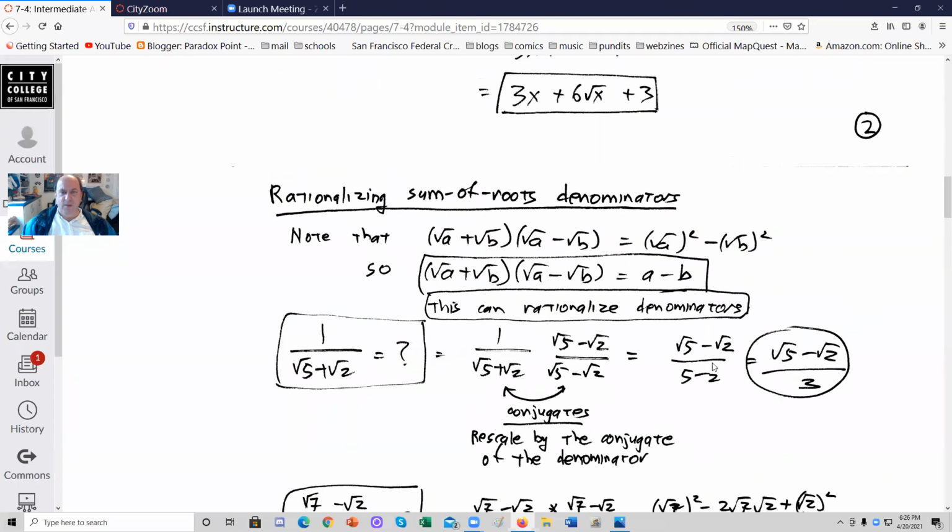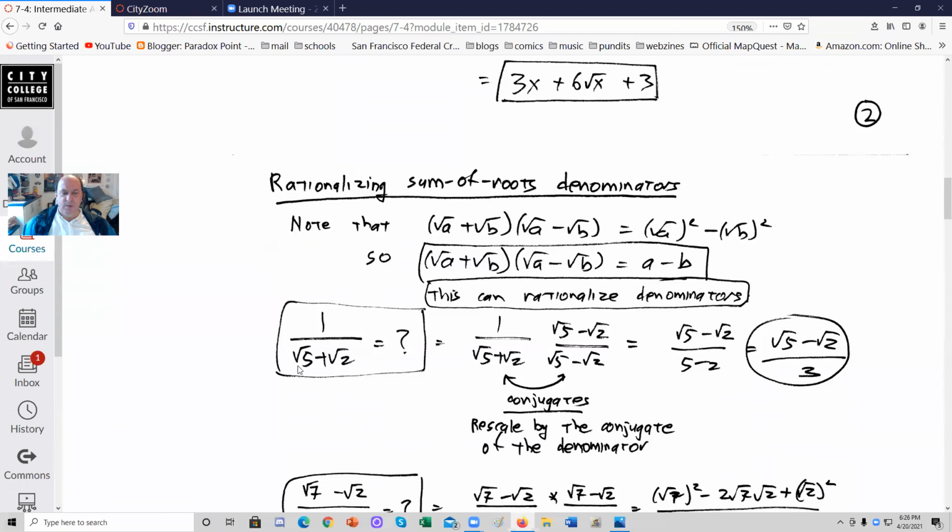Now, if you have sums of roots in the denominator, we can rationalize the denominator by a trick, namely. Remember that a sum times a difference equals a difference of squares. And if these things here are square roots, then these square roots of squares cancel. So root a plus root b times root a minus root b equals a minus b. We'll use this to rationalize the denominator.